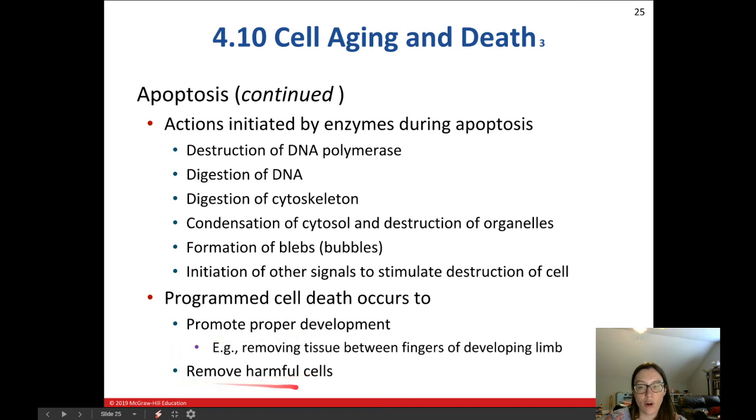And also to remove harmful cells. So cells that may be cancerous, right? We said if they don't pass those checkpoints because there's mutations and the cell's cancerous, sometimes it'll undergo apoptosis. If the cell is infected by a virus, sometimes it'll undergo apoptosis so that it doesn't spread that virus, things like that.